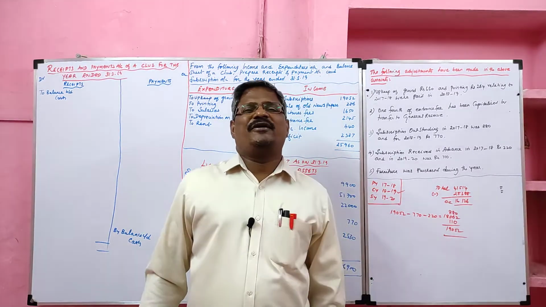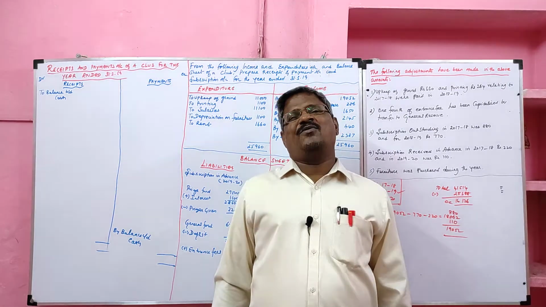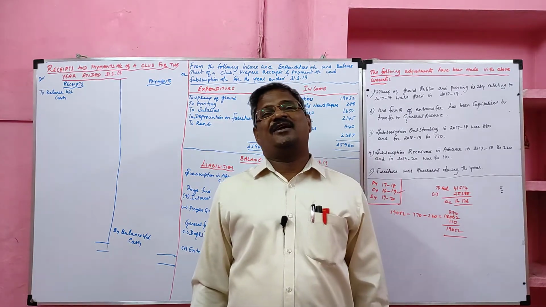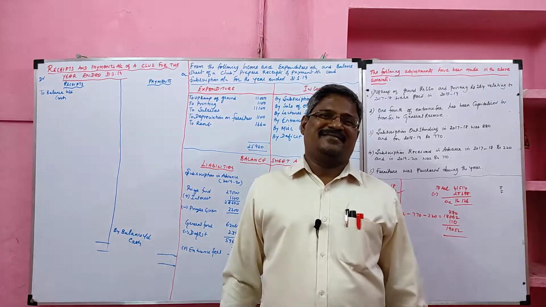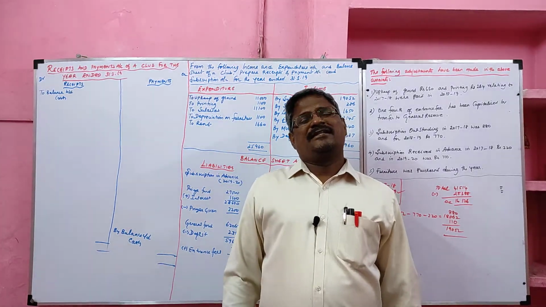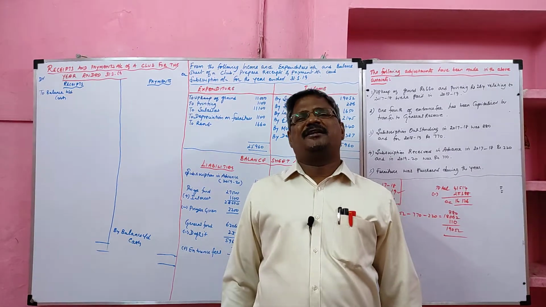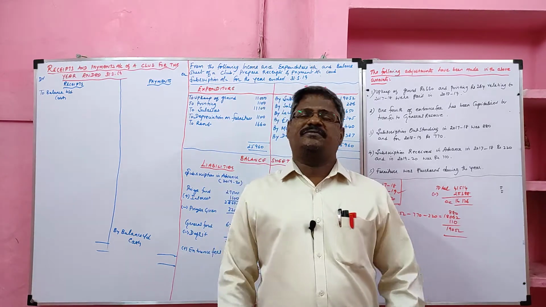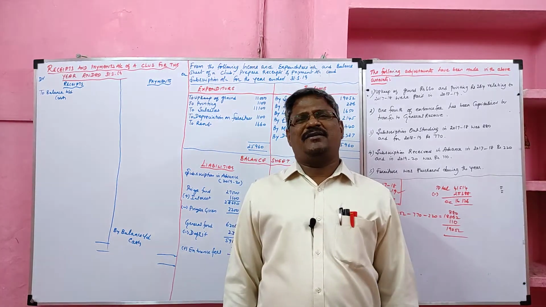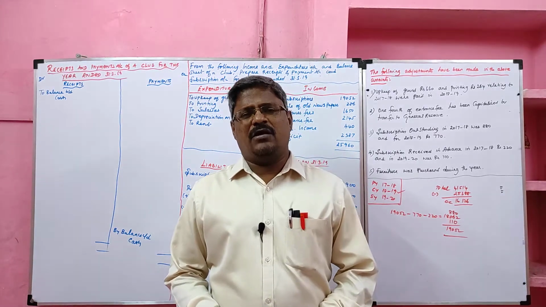Students, today we are going to learn preparation of receipts and payment account with the help of income and expenditure account and balance sheet. This is reverse. Normally, receipts and payment account are given. We have to find income and expenditure account and balance sheet. But here we should go reverse. Income and expenditure account and balance sheet are given. We have to prepare receipts and payment account.